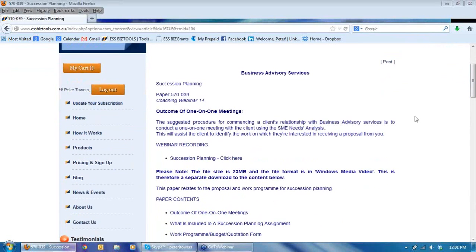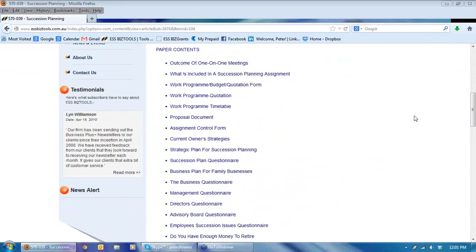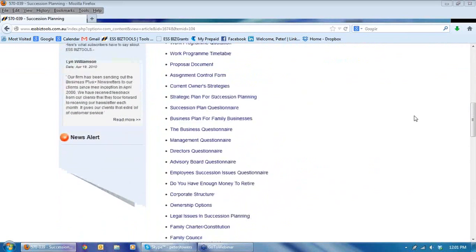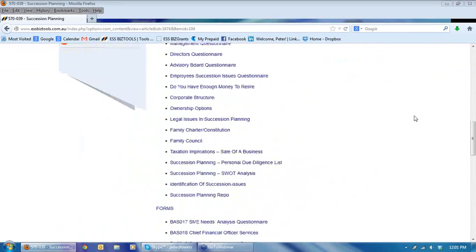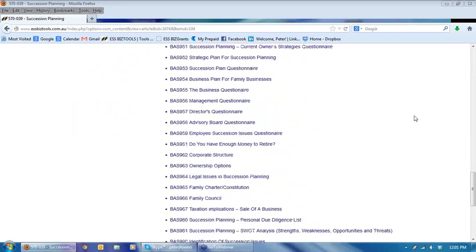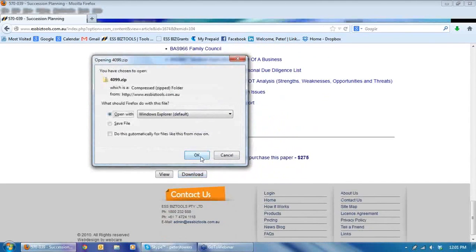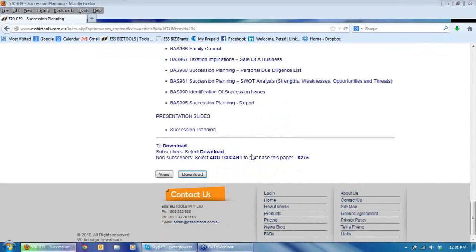We're starting with the executive summary on succession planning within ESS BIZTOOLS Business Advisory Services. So this contains a list of the material that's contained within succession planning, together with the various forms that are included within the material. So we'll just download that. We're downloading that in a Word document because it's a bit easier to present when we're doing webinars.